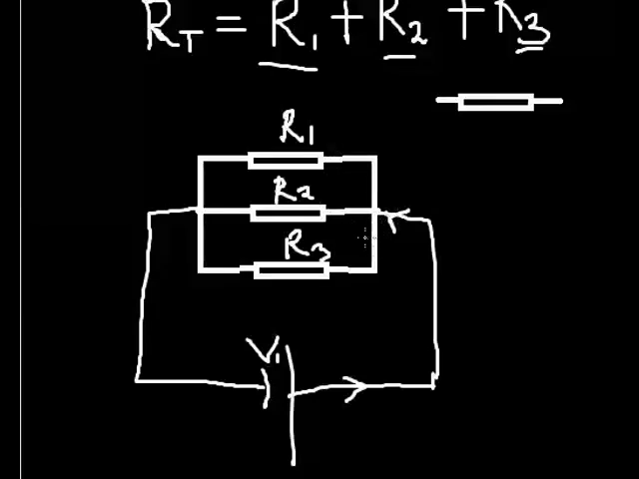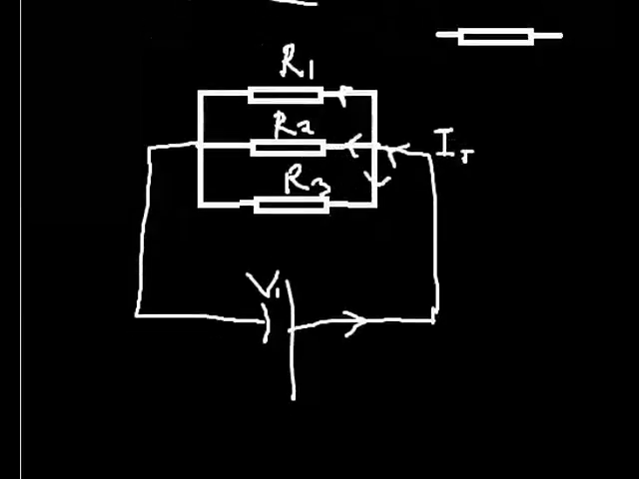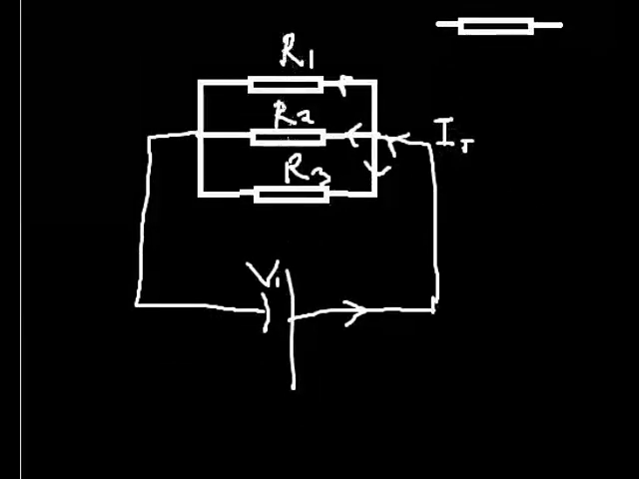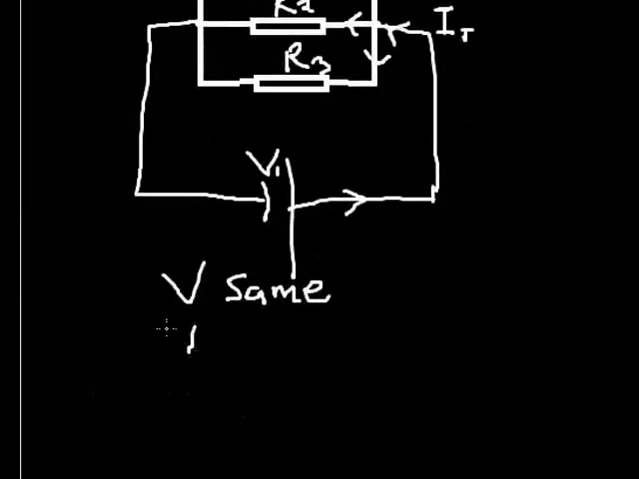Current divides. Some current enters into R2, some current enters into R3, and of course R1. So this current I will definitely divide. But the voltage across R1 and R2, since they are connected in parallel, is the same. So in parallel connection, please take note, V is the same. But what actually varies is I.